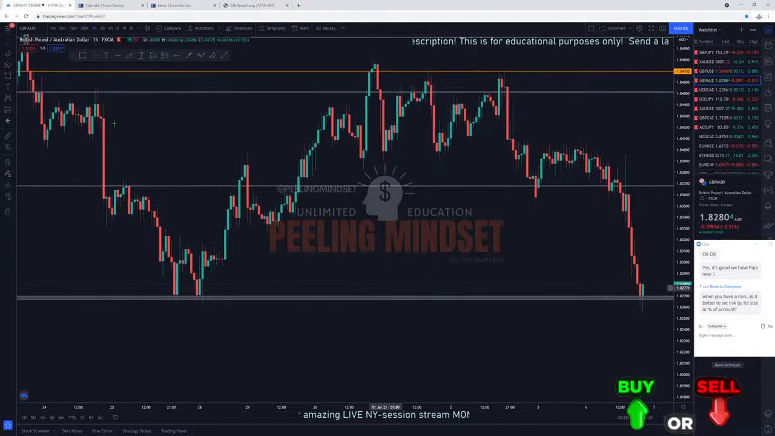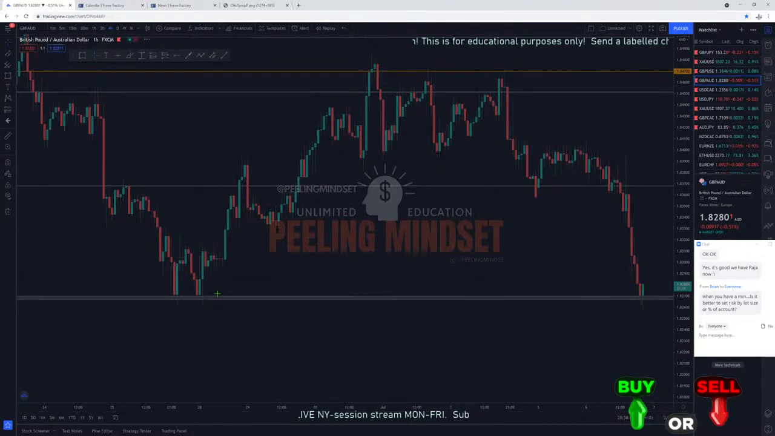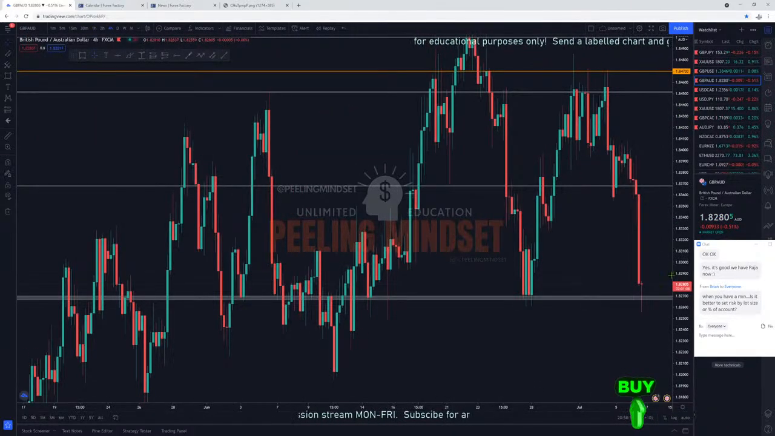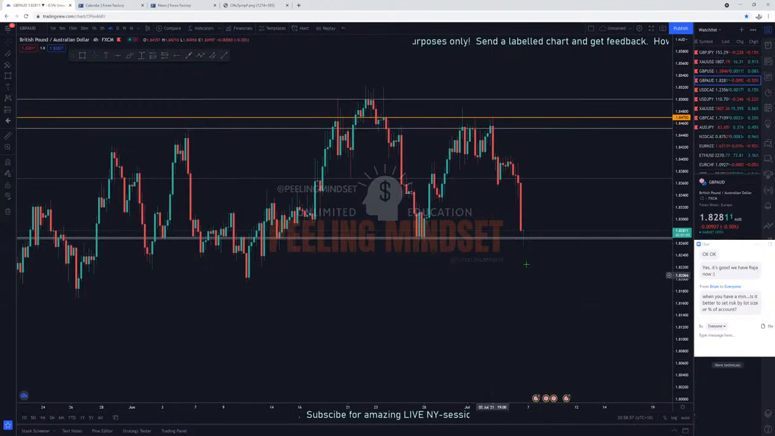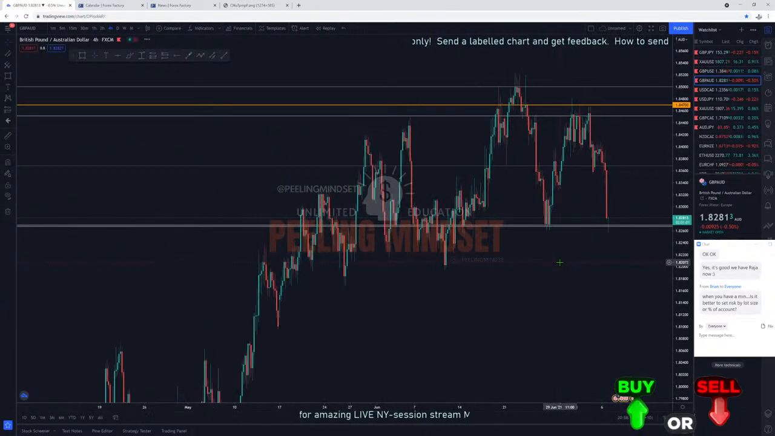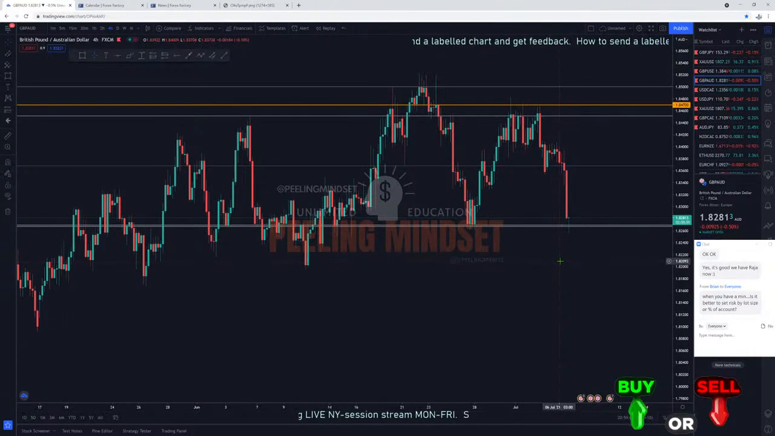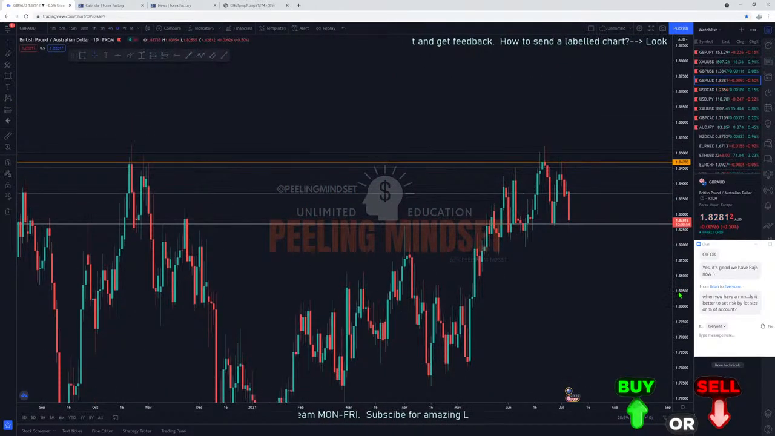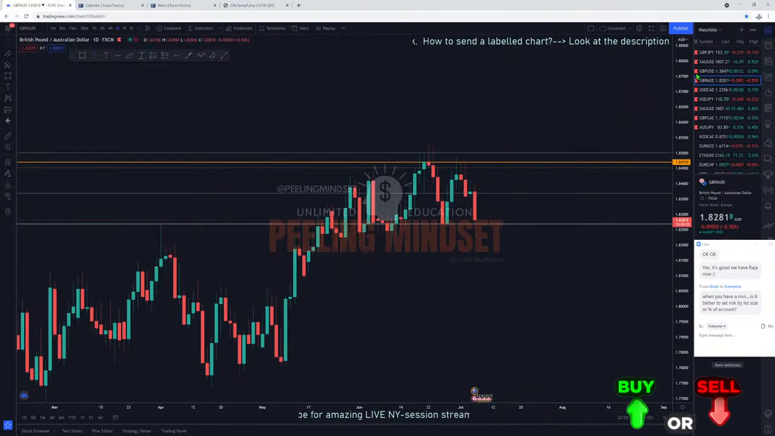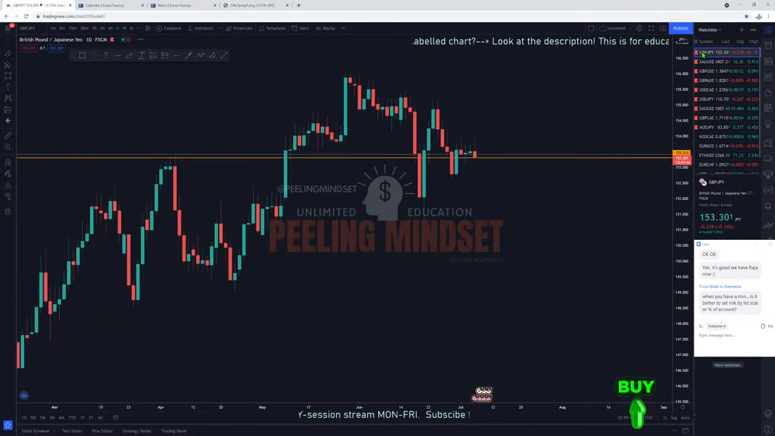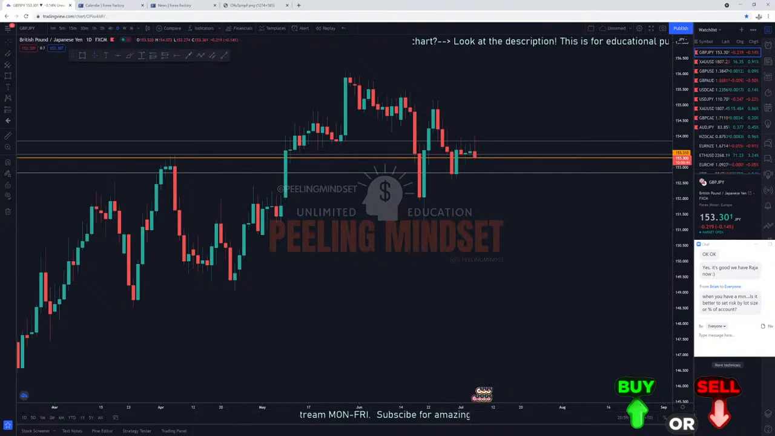It's actually interesting. Pound AUD and pound JPY are pushing down pretty heavy too. Pretty heavy, to be honest. Wow. It's kind of interesting. Yep. So for now, we're just waiting.